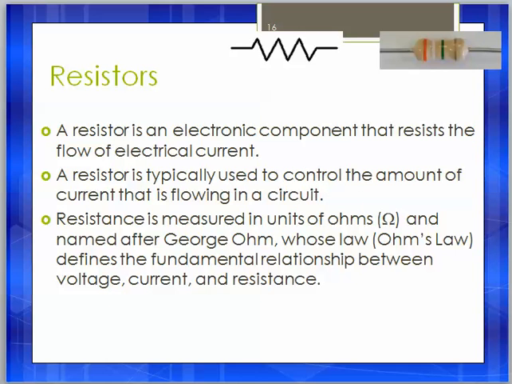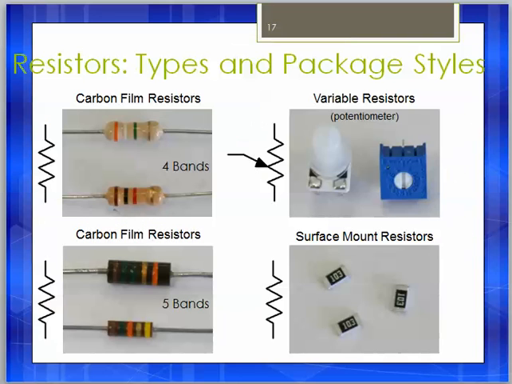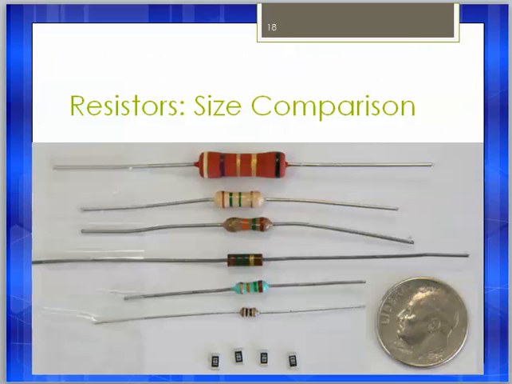Resistors, we're going to talk a little bit here about resistors. Here's several different examples of them. Notice these are carbon film 4 bands. This is carbon film 5 bands. We have surface mount resistors. We have potentiometers, meaning it can change its variable resistance. Some of you have at your house, you have lights. You can turn the knob one way or the other and it dims the lights or turns them on. Here's examples of resistors. Notice most of them are about the size of a dime, if not smaller.